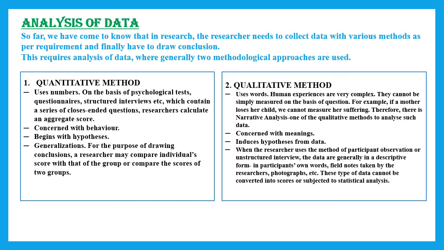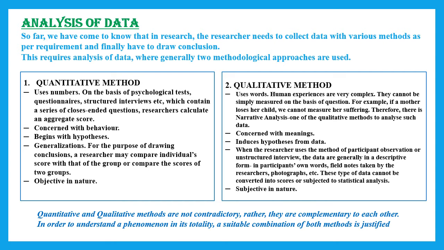Under qualitative method, when the researcher uses the method of participant observation or unstructured interview, the data are generally in a descriptive form. That means in participants' own words, field notes taken by the researchers, photographs, etc. So this type of data cannot be converted into scores or subjected to statistical analysis. Quantitative method is very objective in nature, whereas qualitative method is very subjective in nature.